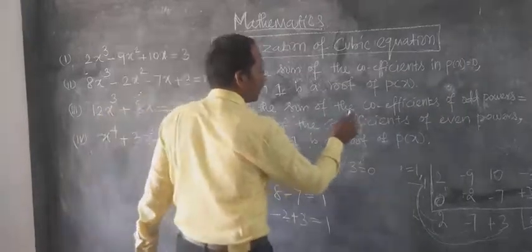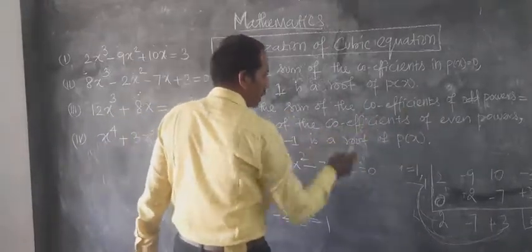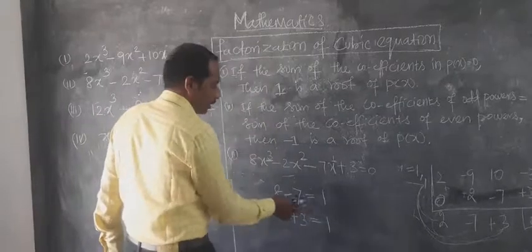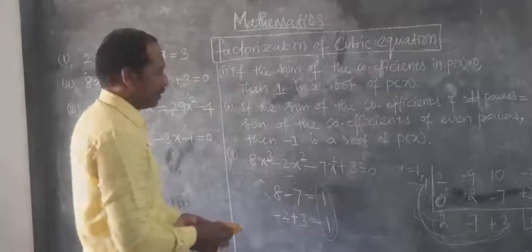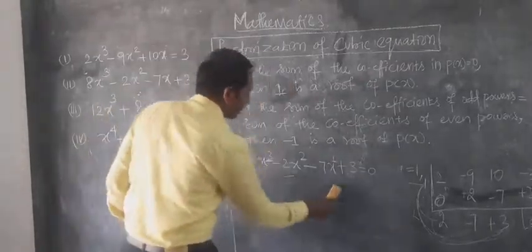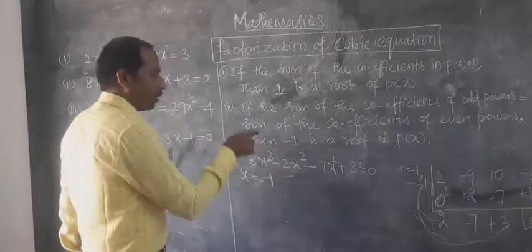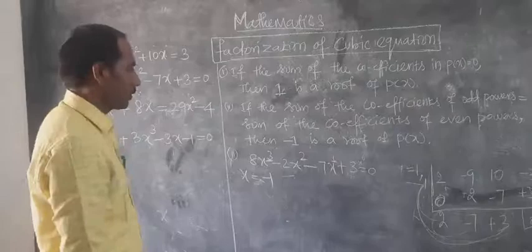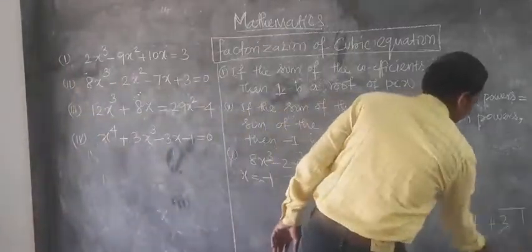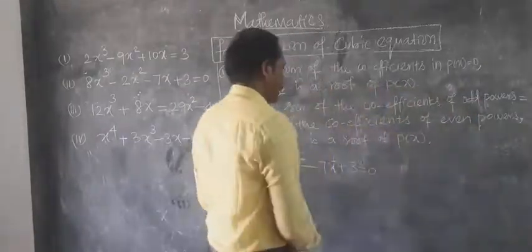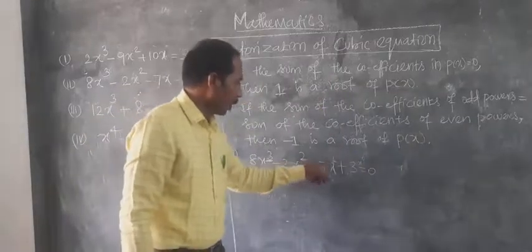Sum of the coefficients of odd powers and sum of the coefficients of even powers. So here 1 is equal to 1, so it is satisfied. So minus 1 is a root of this equation we want to consider. So x equal to minus 1 is one of the roots of this cubic equation. Next you use the synthetic division.